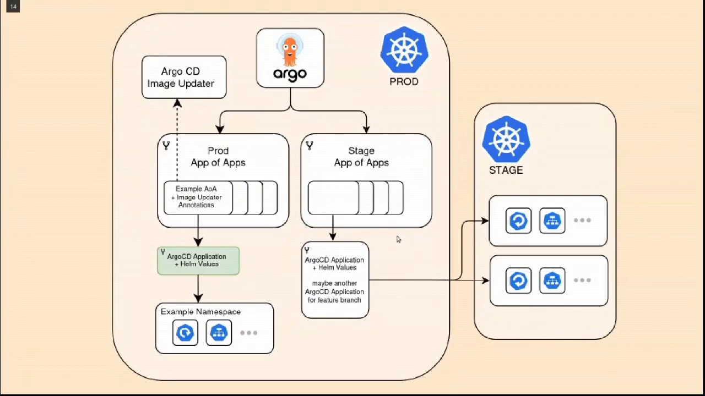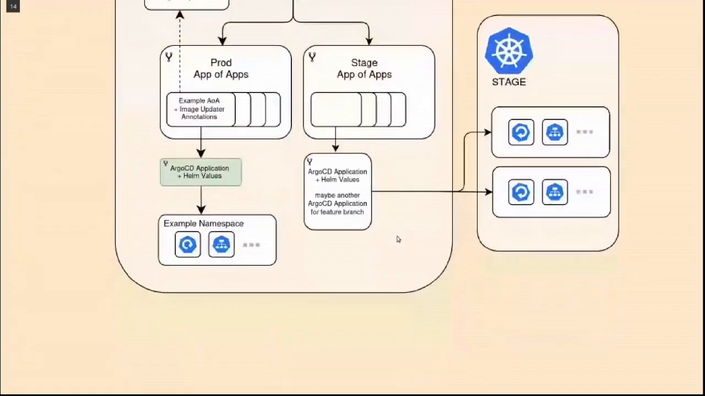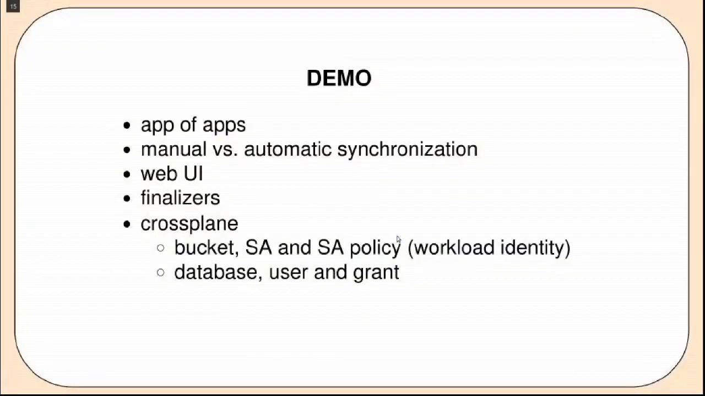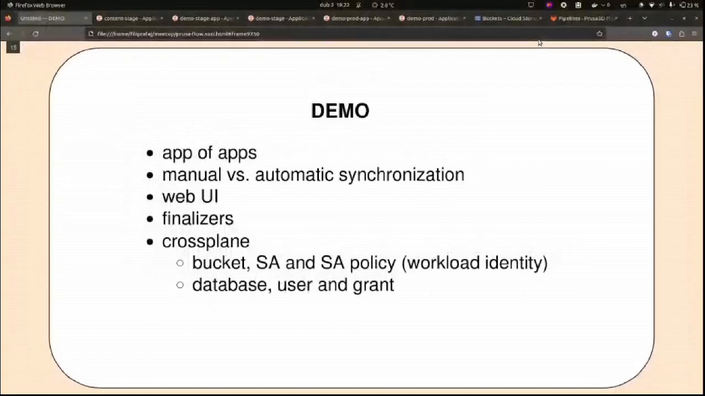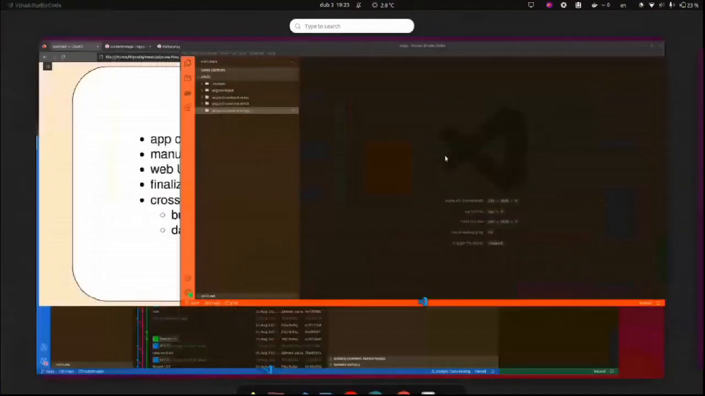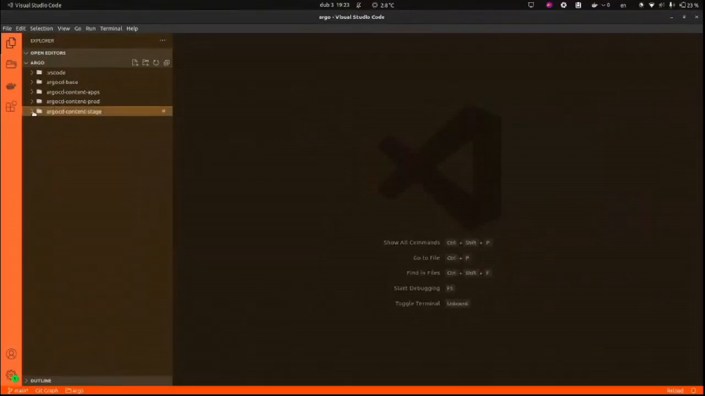The last thing you can see here is that in this final layer, the bottom one, there can be multiple applications. For example, if you need feature branches or something like that. You also can see that we deploy to different clusters here. Okay, that's basically what I wanted to say before going to some short demo. Because this was a bit abstract, now I want to show you how the files look.